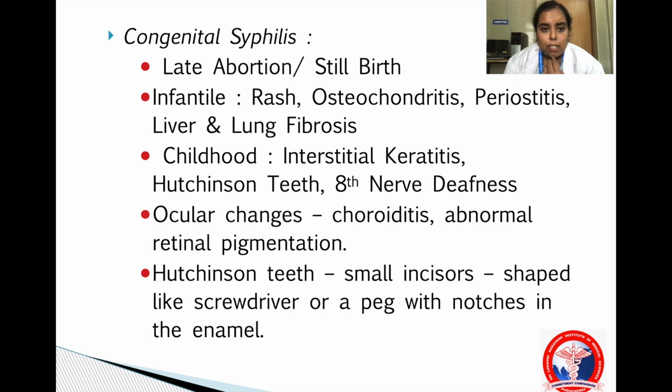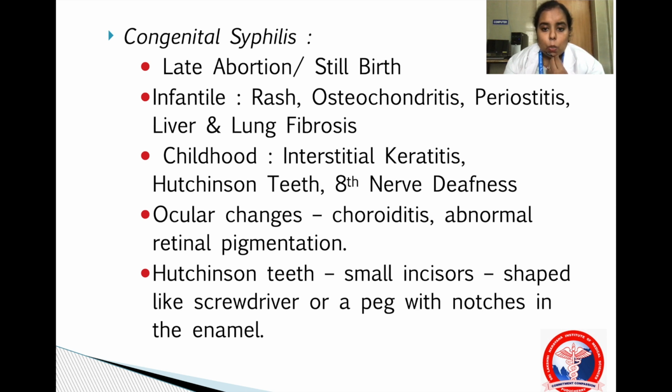What is congenital syphilis? Congenital syphilis is present at the time of birth. This can lead to late abortion or stillbirth. Infantile: if the child reaches the infant stage, he will develop rash, osteochondritis, periostitis, and liver and lung fibrosis. In childhood, interstitial keratitis, Hutchinson teeth, and eighth nerve deafness.